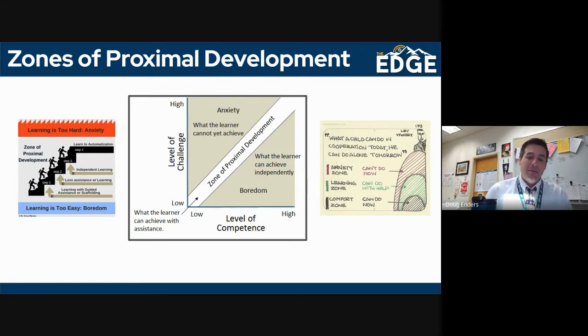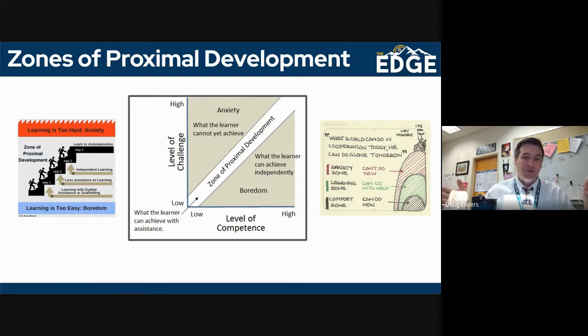The idea being, if their abilities are on the lower end, it's very easy for them to enter the anxiety level when the challenge is too great. And when their abilities are really high, it's very easy to enter boredom because the challenge isn't strong enough for them. So, I know this, I can do this, this is a waste of my time, I'm checking out. Your challenge as educators is to find that zone of proximal development.